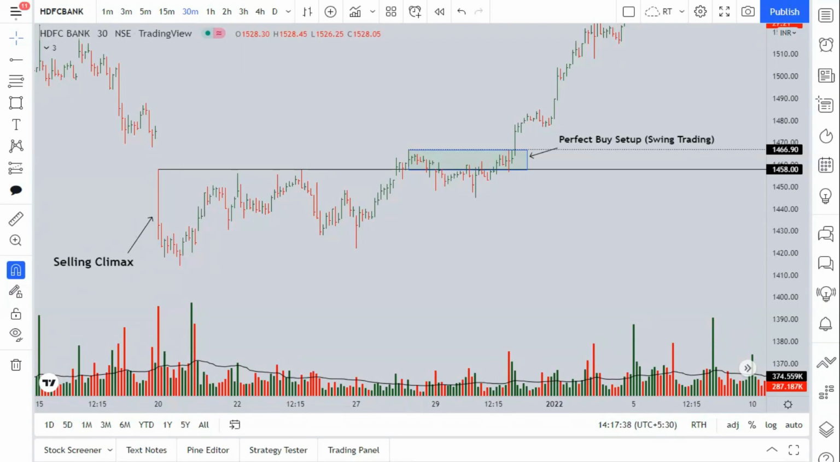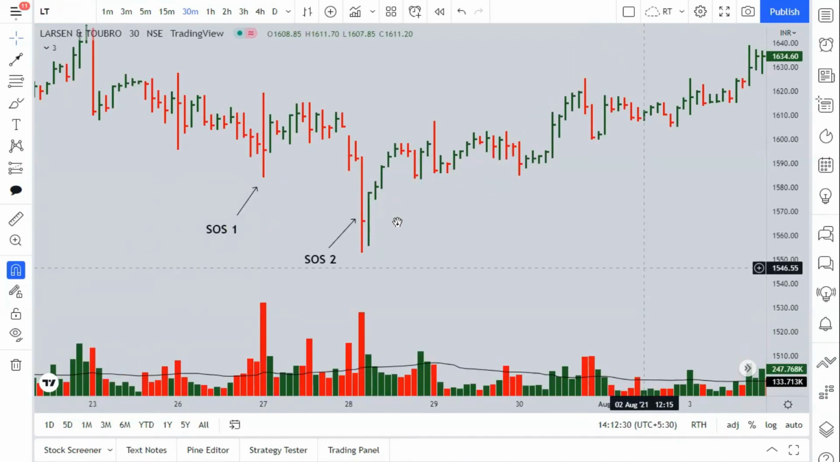Personally, I didn't take this one trade. There is one more opportunity. There's one more example in which I had taken the trade. I'll show you that right now. Okay, this is the Larsen and Toubro chart of the 30-minute time frame. I love this company. I have invested in this company. It's been a very long time.